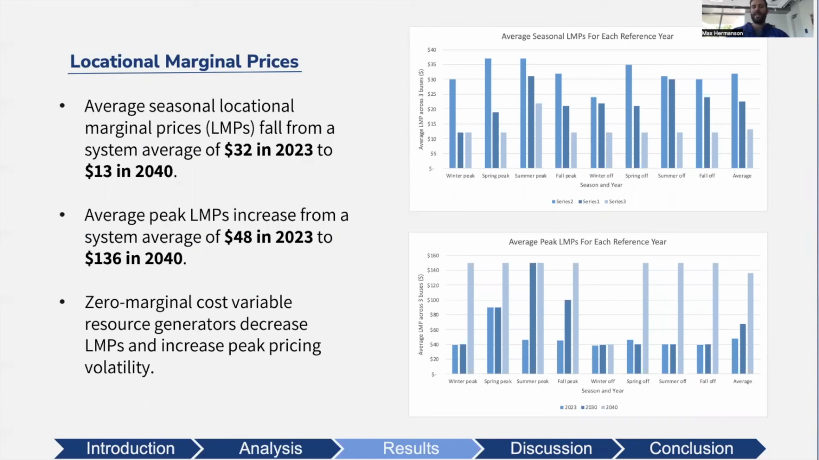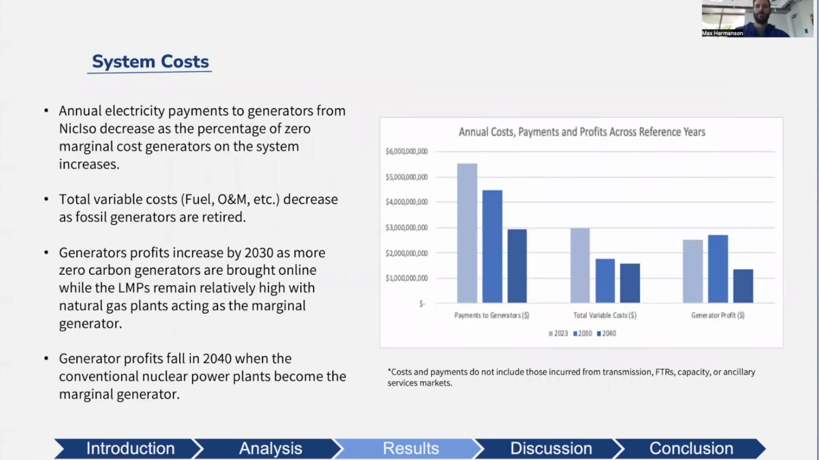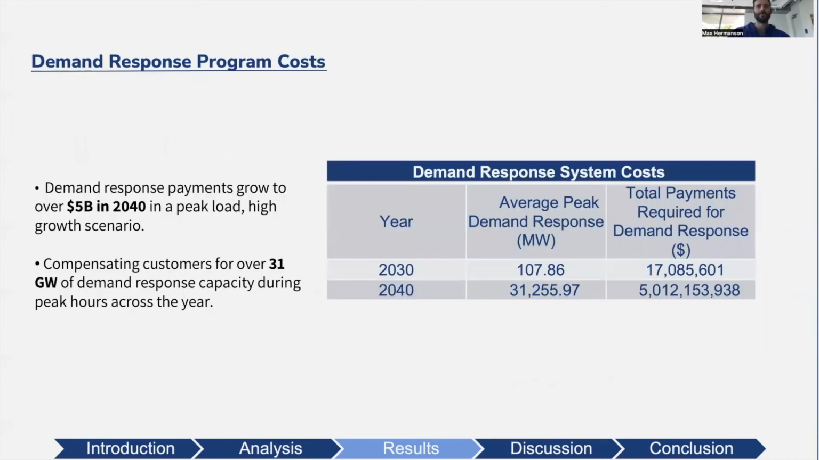This indicates that as zero marginal cost variable resources are added to the grid, there's a decrease in average price, but increased peak pricing volatility. System costs are also decreasing over time. So payments to generators, total variable cost, and generator profits are all going down between 2023 and 2040.